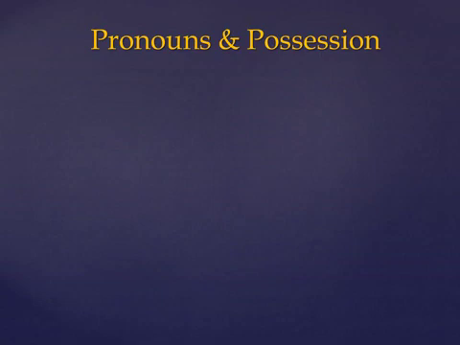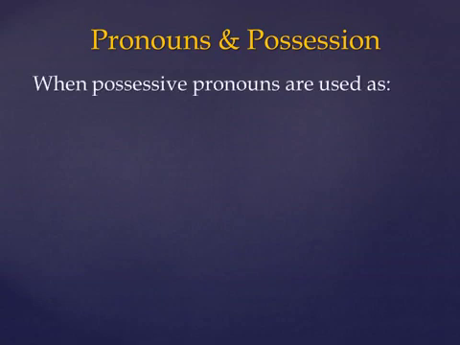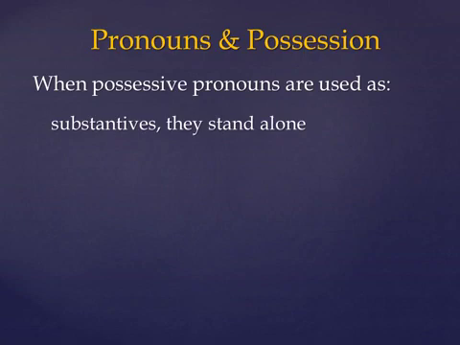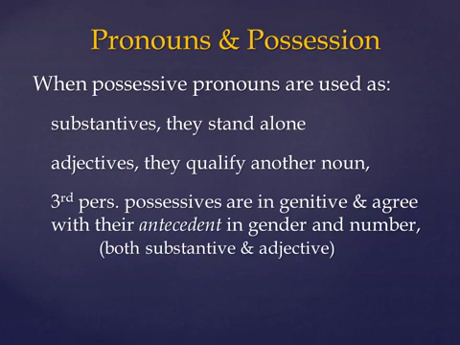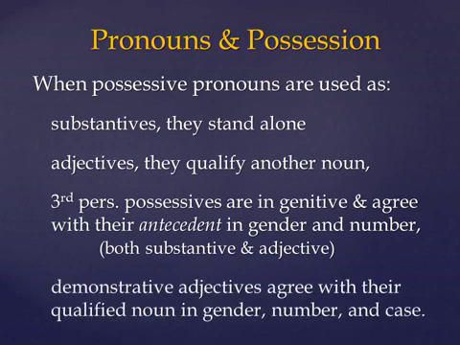Okay, so let's sum up what we've learnt. Possessive pronouns can be used in two ways, that's as substantives or as adjectives. When they are used as substantives, they stand alone, and when they are used as adjectives, they qualify another noun. Third-person possessive pronouns are in the genitive case, and they will agree with their antecedent in gender and number. And that's true of both substantive and adjective pronouns. Finally, demonstrative adjectives will always agree with their qualified noun in gender, number and case.